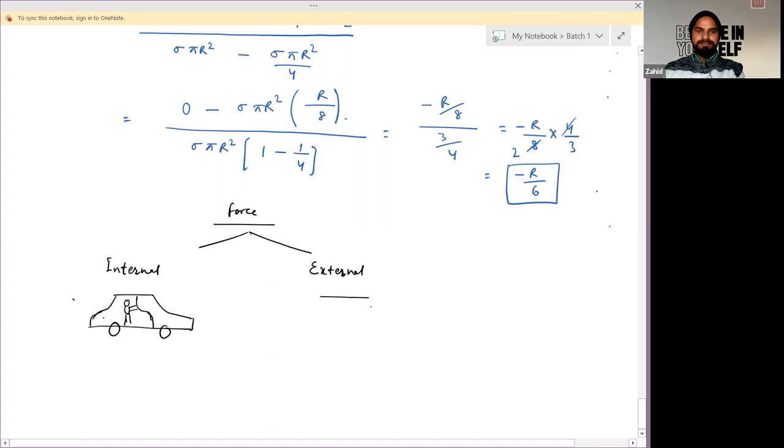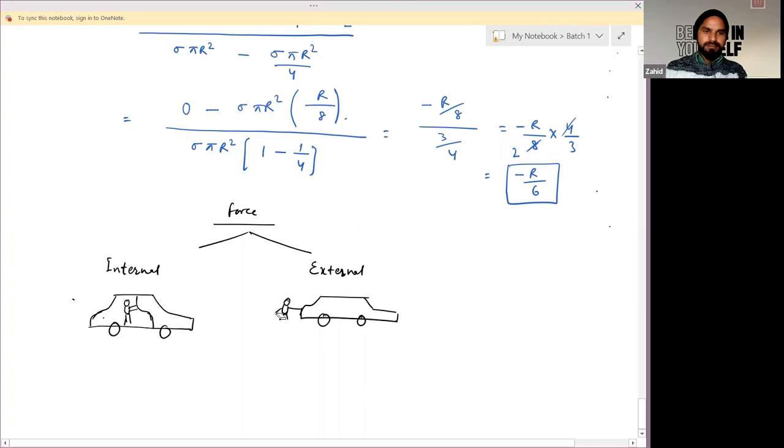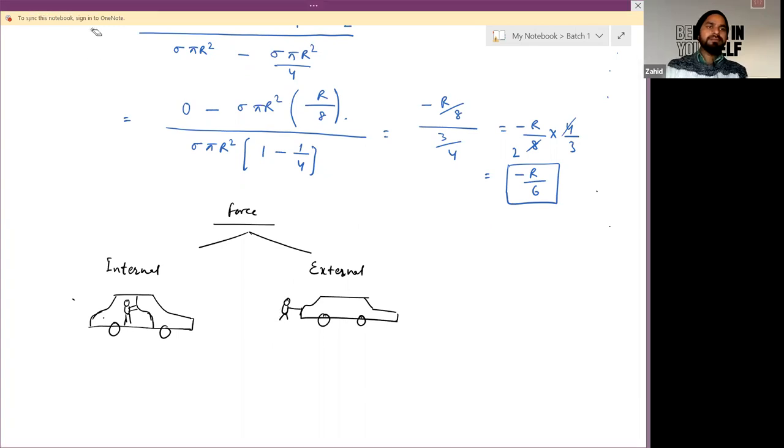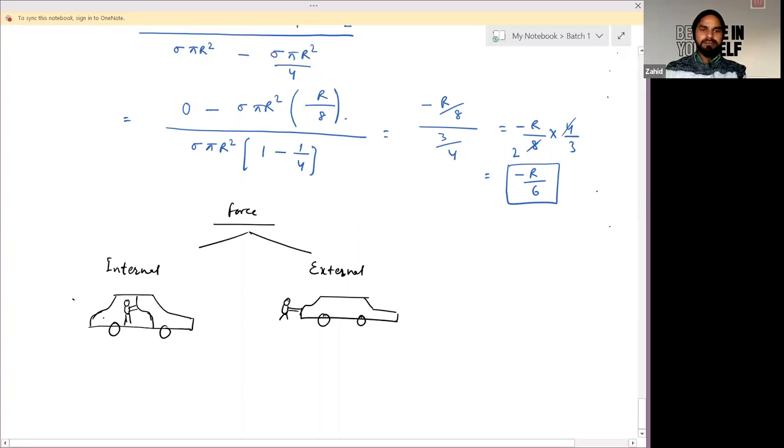And second, another individual at this point is applying force to this car. So in which case will the car move or is it likely to move, in the first case or second case?